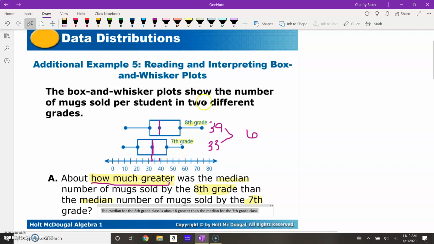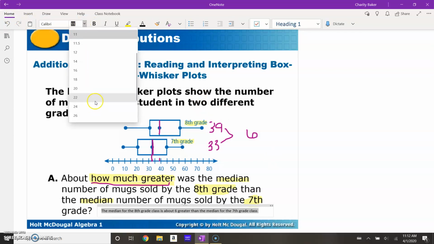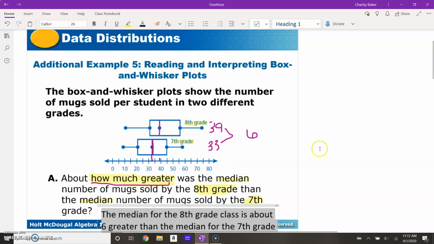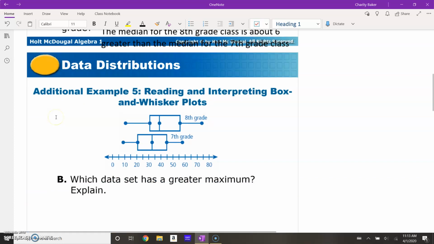I'll make that a little bit bigger so we can read it better. So the median for the 8th grade class is about 6 greater than the median for the 7th grade class. That's not the only way to say that, but it works. And I'm using the words from the question to make my answer. Okay? Let's answer another question about the same graph.